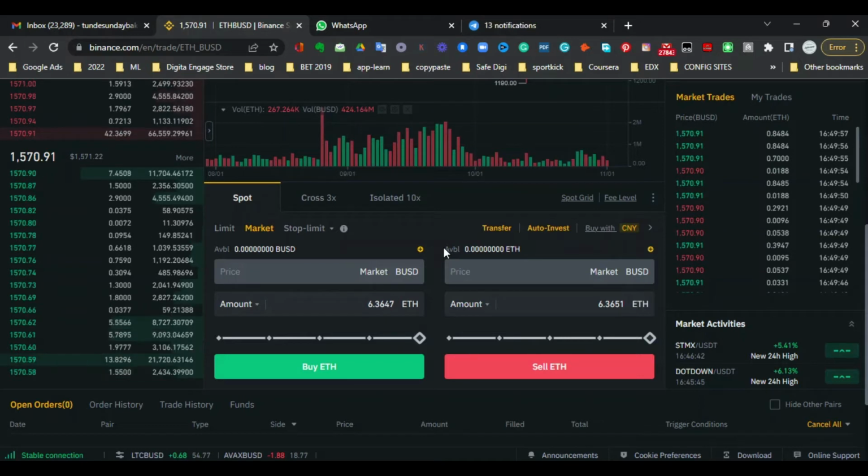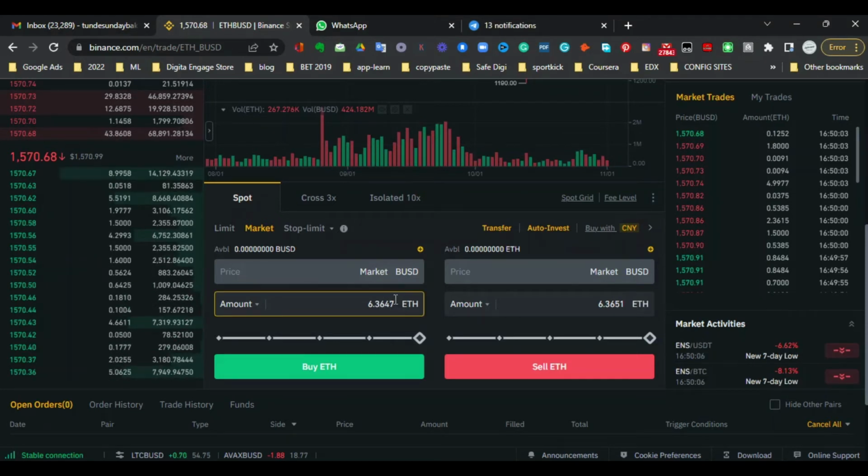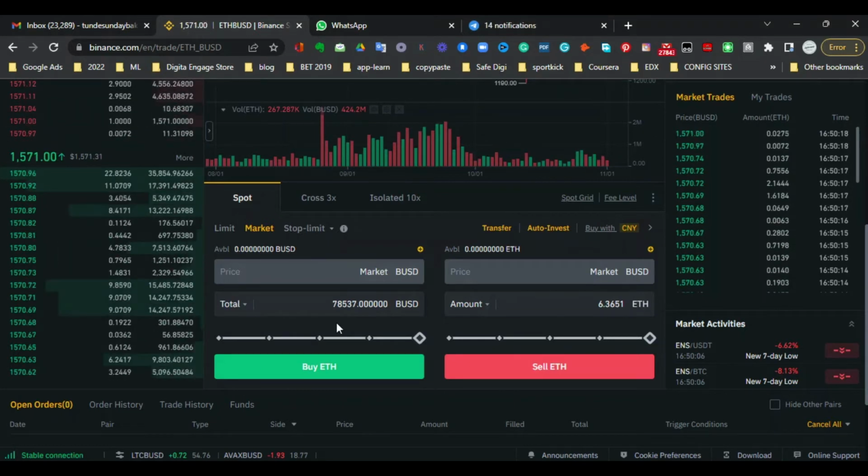Let's say I have 100,000 BUSD and I want to buy 50 Ether. I can just come here, say I want to buy 50 Ether. So to know my money, the next thing I will just go to total, just click total. You can see I'm not spending all the 100,000 BUSD. I'm spending 78,537 BUSD.